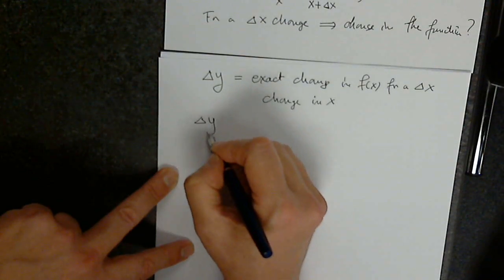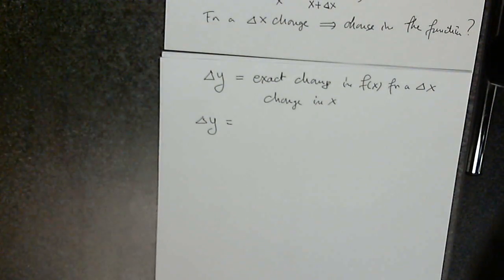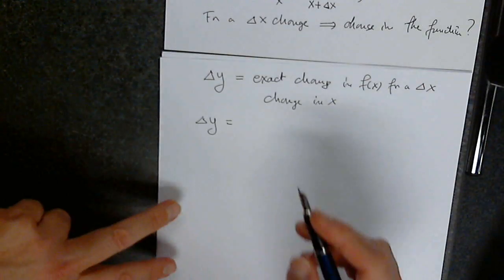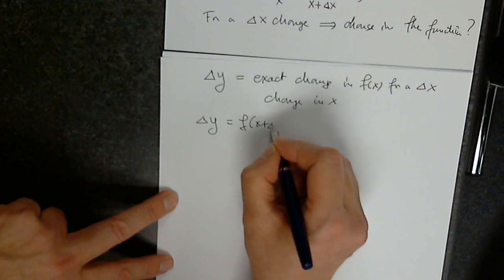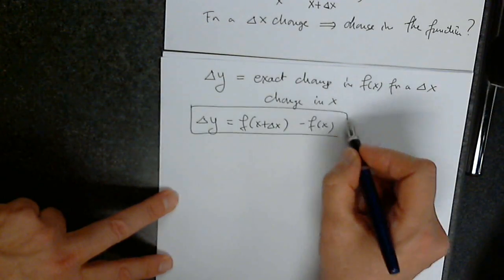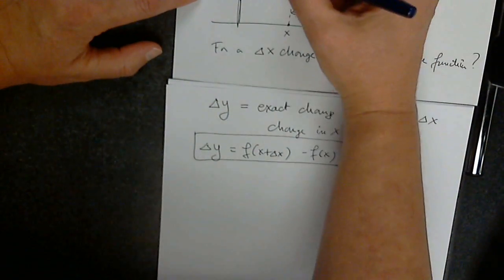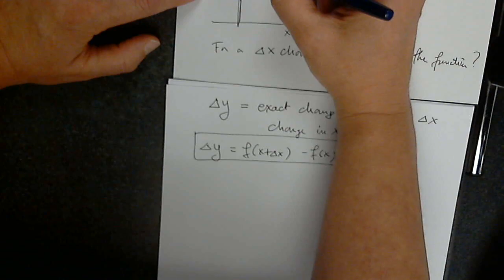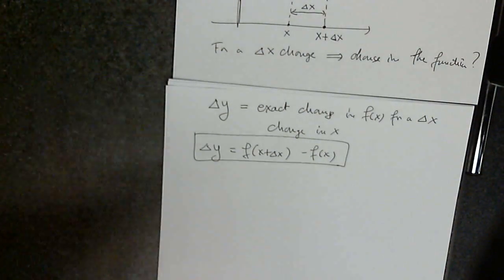So can anyone dictate now what is delta y? X plus delta x minus... Excellent. Is it clear? It's this distance, right? This is delta y. Would you agree?